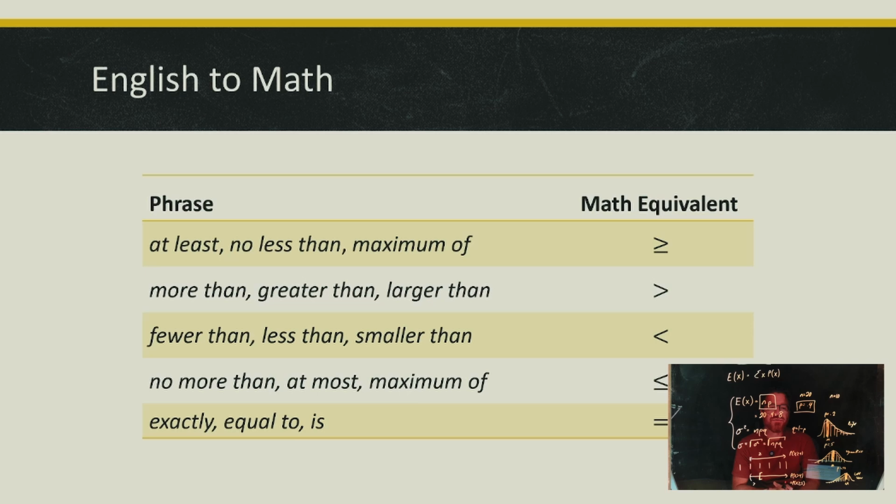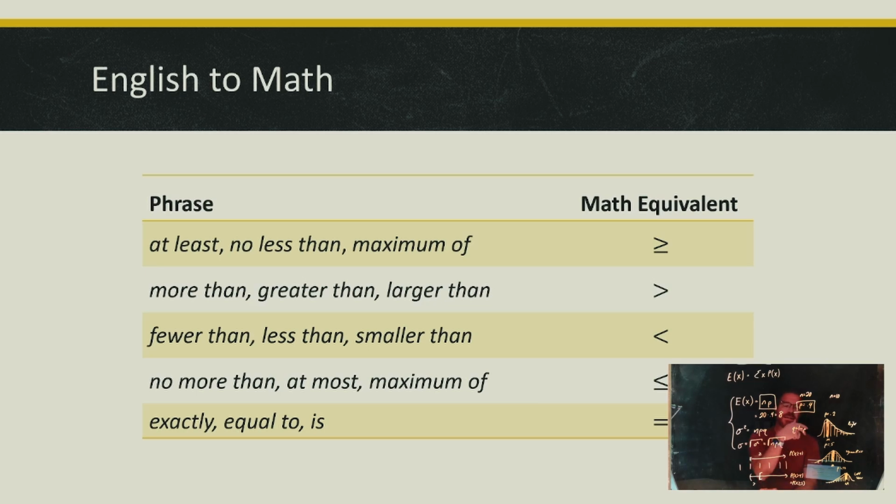If you see fewer than, less than, or smaller than, these are all ways of saying less than, right? What's the probability I get fewer than 2 heads? What's the probability that my number of heads is less than 3? What's the probability I get a value smaller than 4? Things like that. Those are all ways of saying less than. Next, we have no more than, at most, or maximum of. So what is the probability that I get no more than 4 heads? What is the probability I get at most 4 heads? Or what is the probability I get a maximum of 4 heads? These are all ways of saying less than or equal to that number of heads.